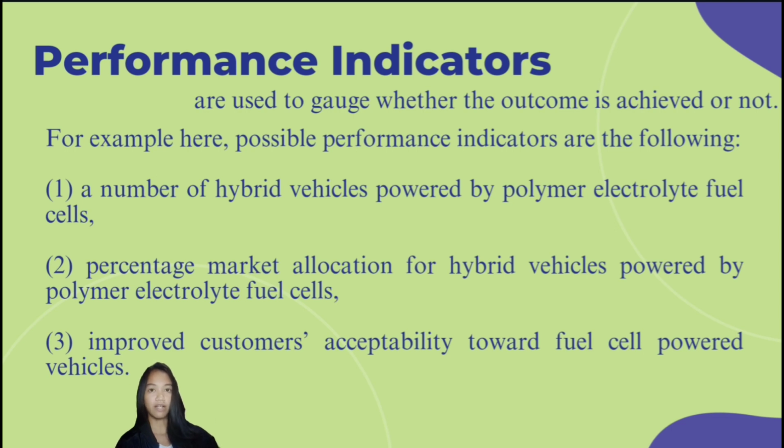For example here, possible performance indicators are the following. 1. A number of hybrid vehicles powered by polymer electrolyte fuel cells. 2. Percentage market allocation for hybrid vehicles powered by polymer electrolyte fuel cells. And number 3, improved customers' acceptability toward fuel cell powered vehicles.